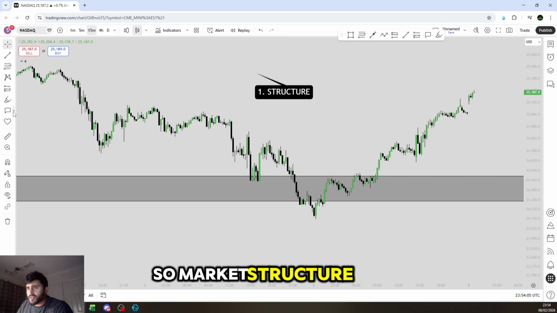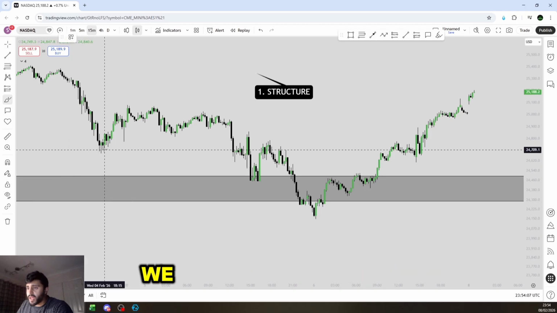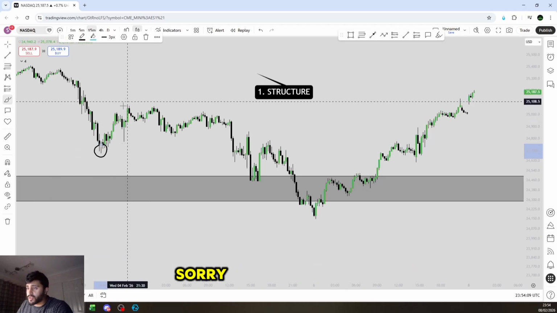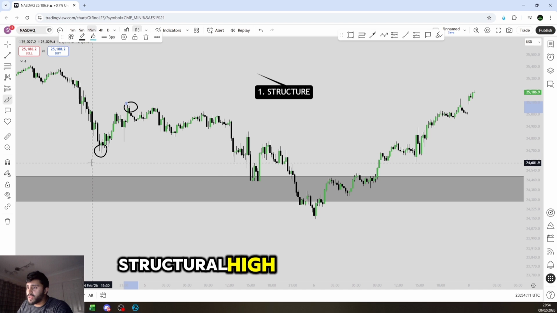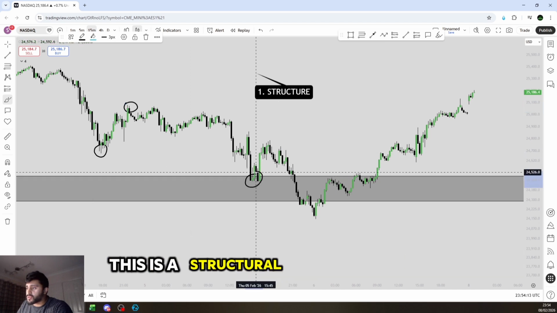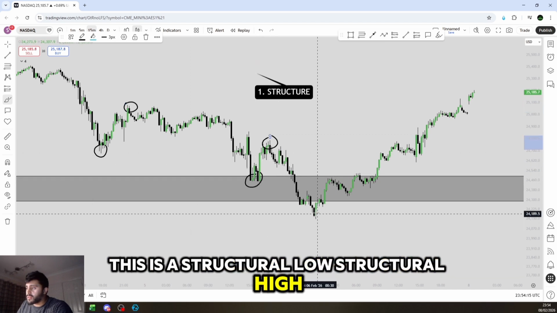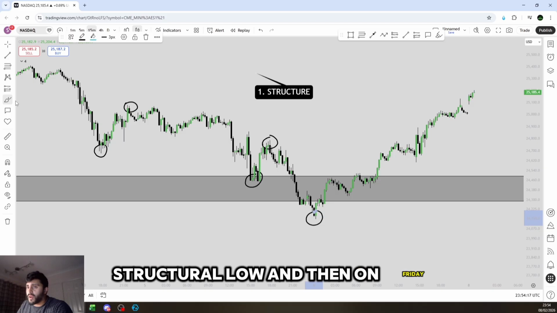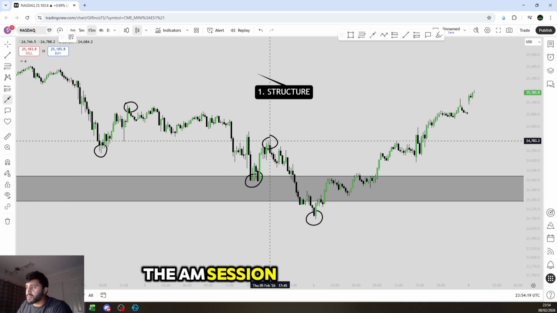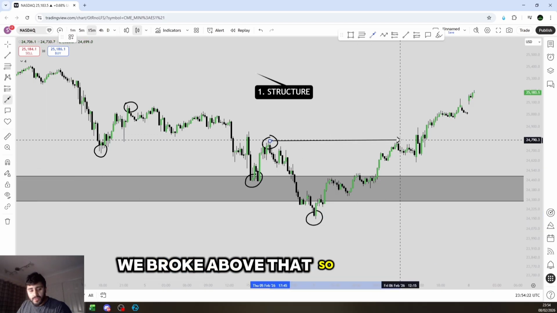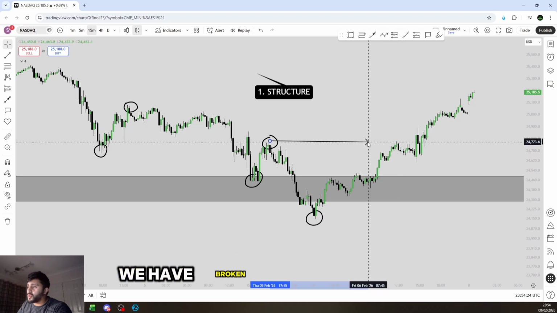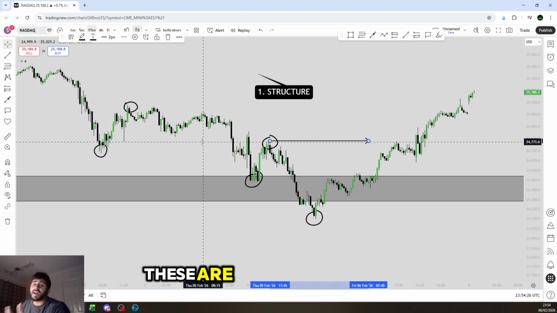So market structure, again, we use the same approach. We have our structural low, structural high. And then for me, this is a structural low, structural high, structural low. And then on Friday, the AM session and PM session, we broke above that. So that's the first of the 4 pillars. We have broken market structure. These are our highs and lows.